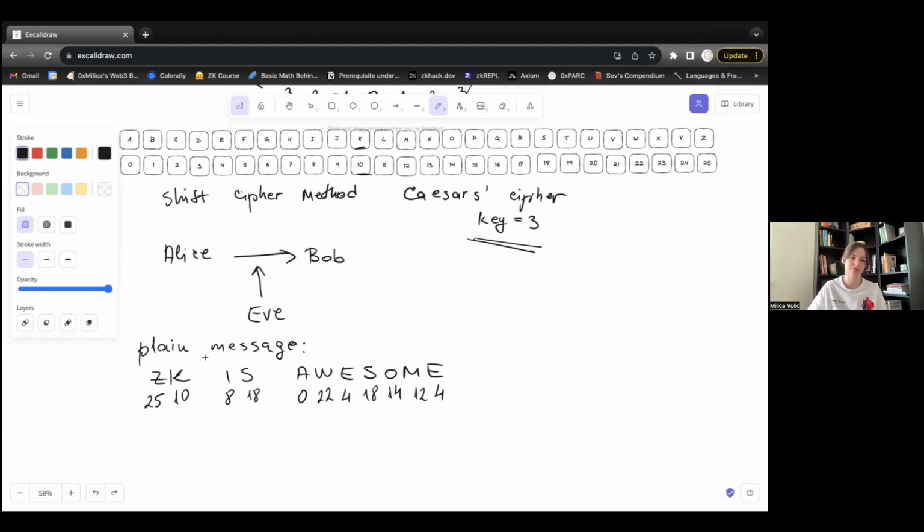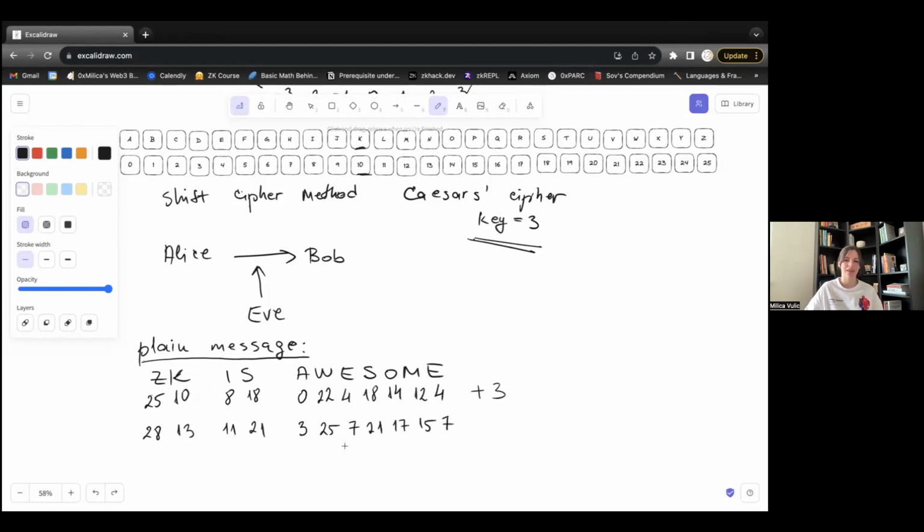Everyone can read this. So we turn this into numbers. So what are we going to do with Caesar cipher? With every one of these numbers, we're adding 3 to all of those. So we'll end up with something like this: 28, 13, 11, 21, again, this is 3, 25, 7, 21, 17, 15, and then 7.